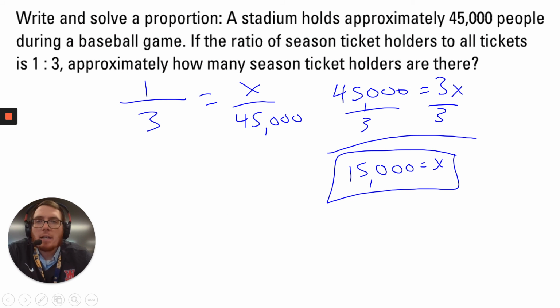Next question deals with capacity of the baseball game. So the stadium holds 45,000. That's the total, but I don't know how many are season ticket holders. So that would be x over 45,000. And the ratio of season ticket holders to total is 1 to 3. And so 1 over 3 would equal x over 45,000. I'm going to show cross multiplying here to make sure we practice it. 1 times 45,000, which is 45,000, equals 3x, divided by 3, and you get 15,000.